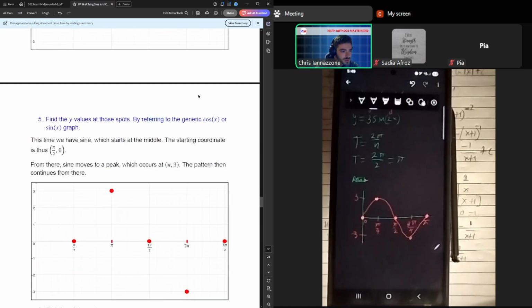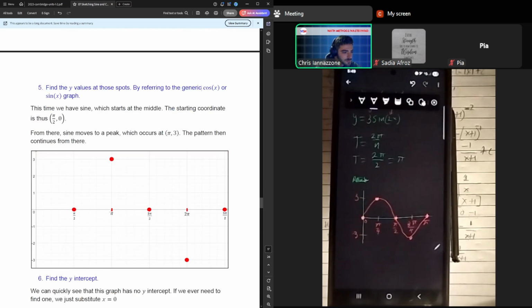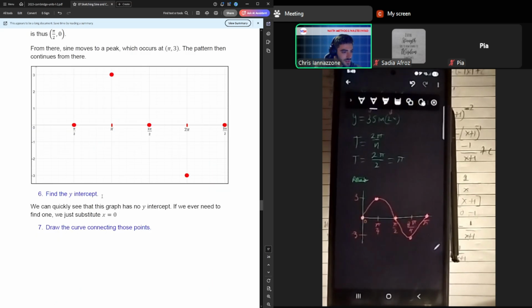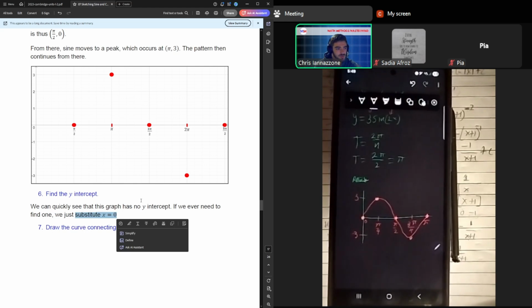And then yeah, you just go from what we did before. Sine starts at a middle, then goes to a peak, and then continues that pattern from there. So now your starting location is whatever that horizontal translation was. If it was shifted backwards, or if we had a different domain, we'd have to find our y-intercept. If you do need to do that, you just sub in x equals 0. This is what you do when you're evaluating a circular function.